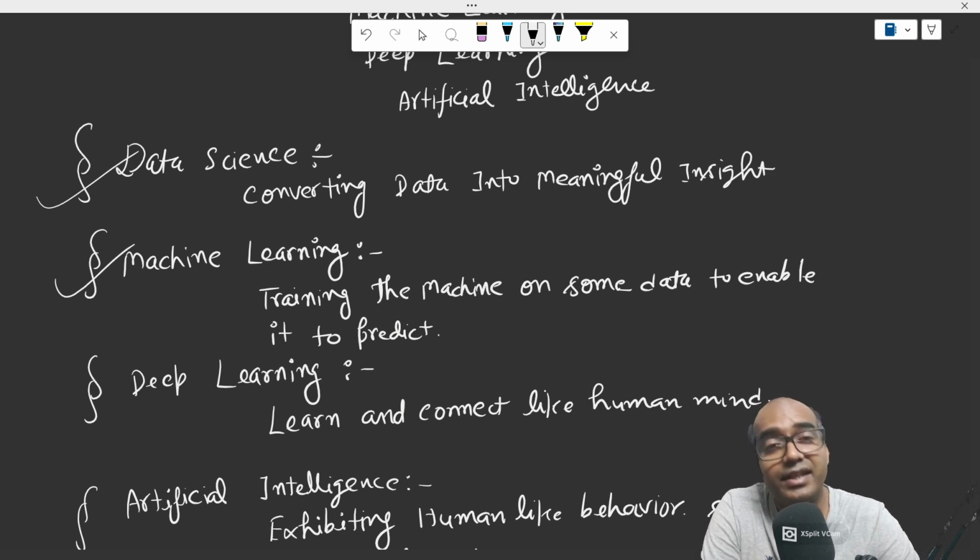My machine is learning. I am training the machine. Then we say that I am training the machine. We are training the machine, right? So training the machine on some data to enable it to predict for us about some results, when we ask some questions. Based on that it can give me the answer, or based on the available training it can predict what will happen, right?